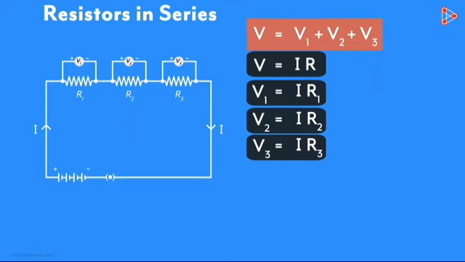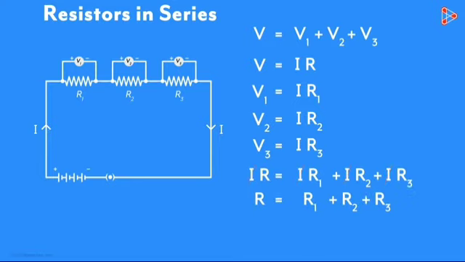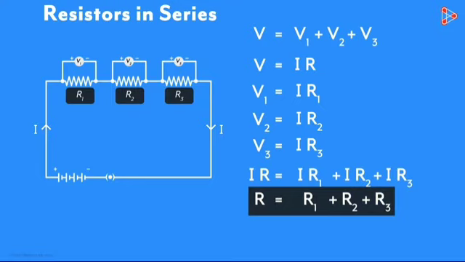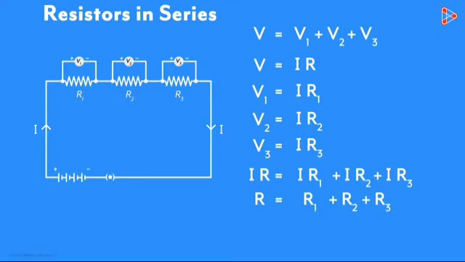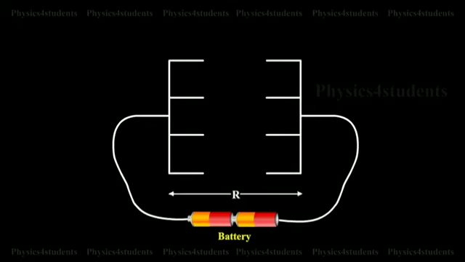R1, R2, R3, commonly called Rs. When several resistances are connected in series, the total or equivalent resistance: V is equal to V1 plus V2 plus V3. So IR is equal to IR1 plus IR2 plus IR3. I is commonly cancelled, so R is equal to R1 plus R2 plus R3. So V is equal to I Rs. This is commonly called a series connection. That's all. The next topic is resistors in parallel.